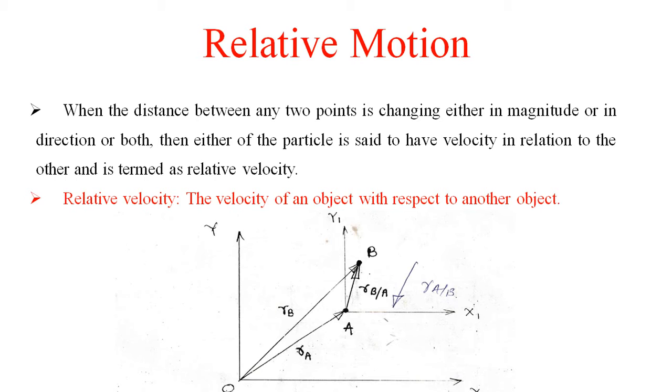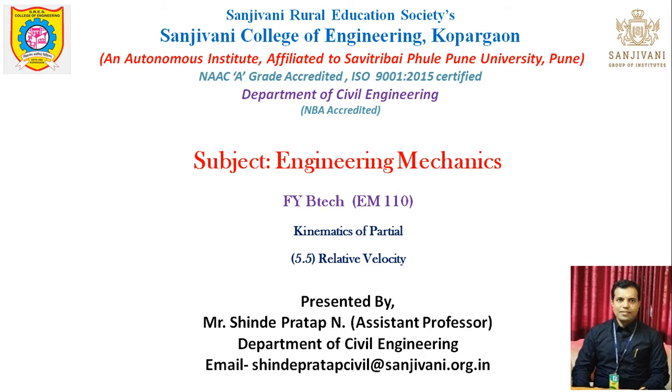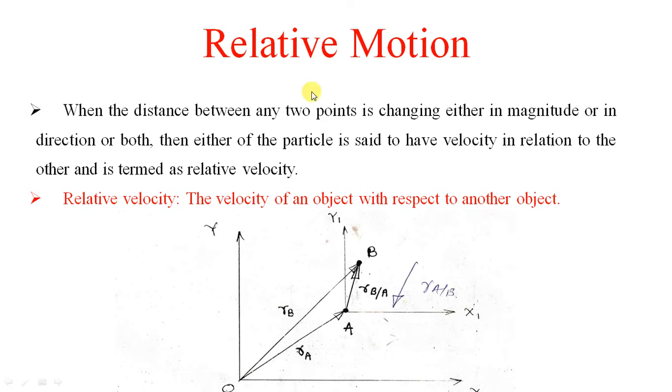Okay, I will read this out for you. When the distance between any two points is changing, either in magnitude or in direction or both, then the velocity that either particle is said to have in relation to the other is termed relative velocity. Relative velocity is the velocity of an object with respect to another object.